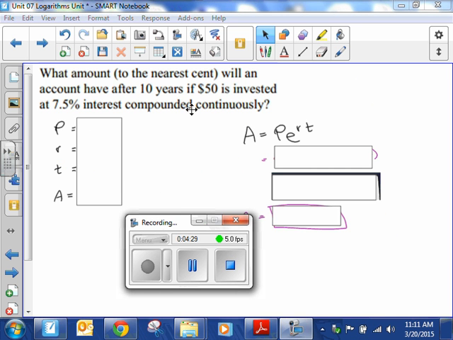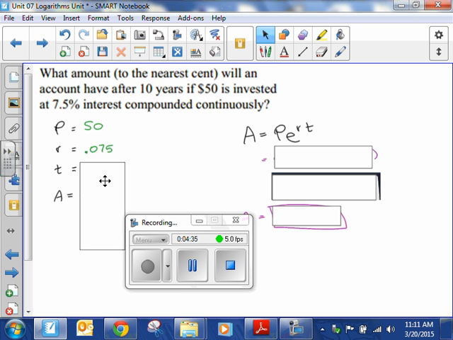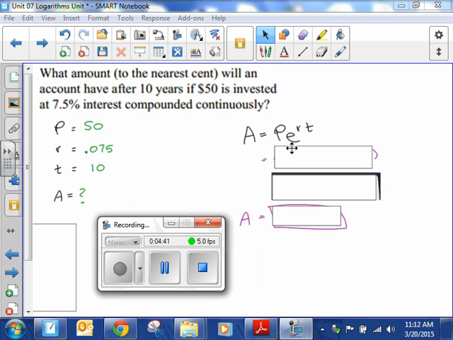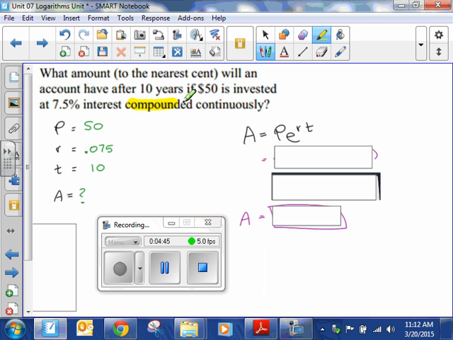So we have $50 to invest at 7.5% interest for 10 years. Principal is $50, rate is 0.075, and T is 10. The amount of money is questionable. We don't know what it's going to be, so we must plug it into P e to the RT because it is being compounded continuously.